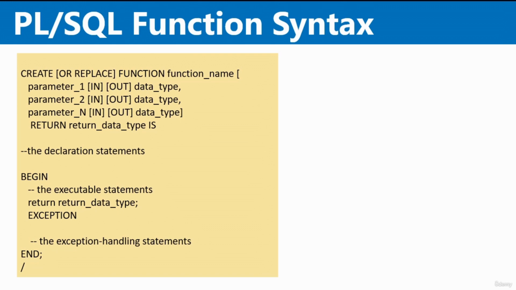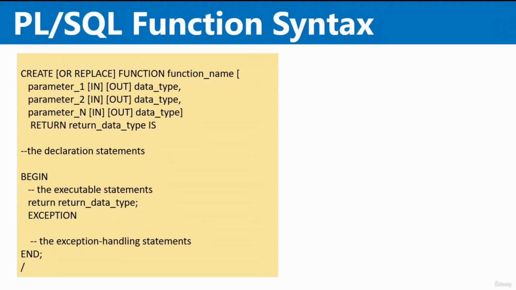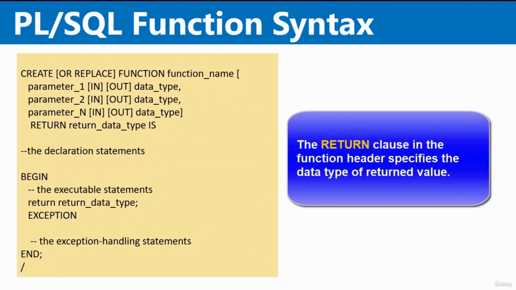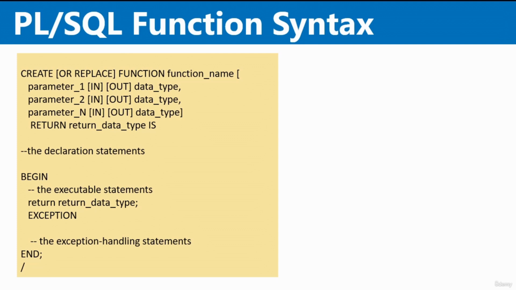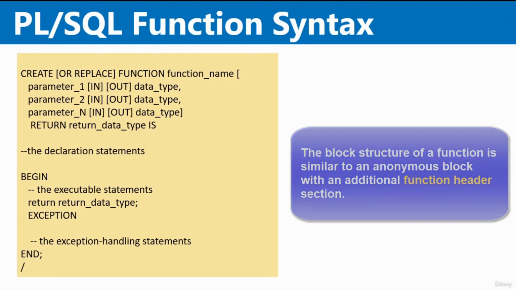A function must have at least one return statement in the execution section. The return clause in the function header specifies the data type of the returned value. The block structure of a function is similar to that of an anonymous block. The only difference is that it has an additional section for the function header.